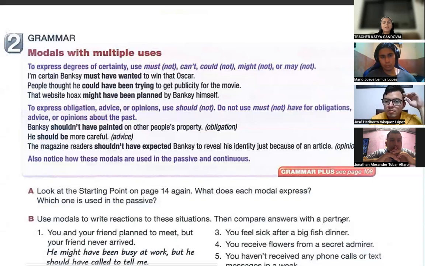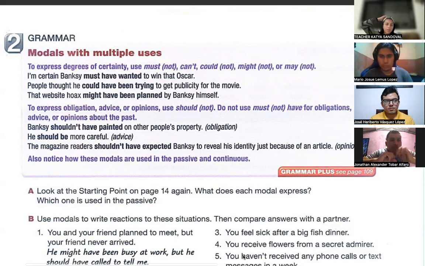by Banksy himself. Then we have to express obligation, advice, and opinions. So in that case, we're gonna use should not or should. Do not use must not or must not have for obligation, advice, or opinions about the past. Banksy shouldn't have painted on other people's property.